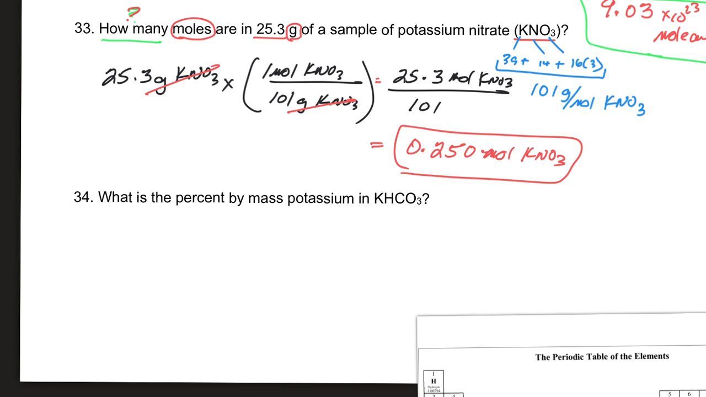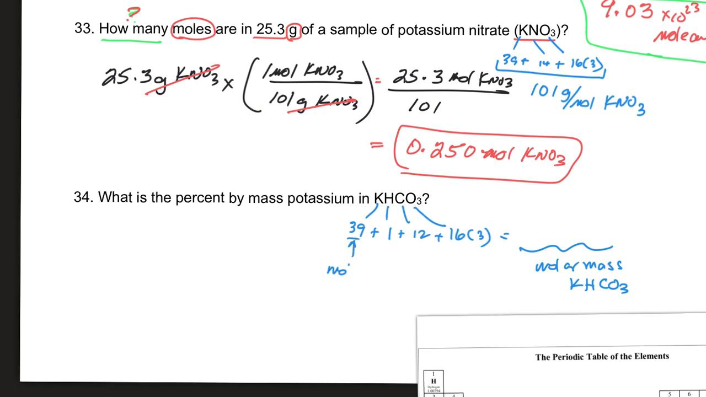So if we do the molar mass, let's just figure that out really quick. And so the molar mass is going to be the following. So the mass of potassium, we know it's going to be 39 grams, so that's important. The mass of hydrogen is 1. The mass of carbon is 12. The mass of oxygen is 16. There's 3 of them. And if we add all of these together, that'll give us the molar mass. So that number here is molar mass. But this is molar mass of the compound, KHCO3. This mass here, the 39, this is the molar mass of potassium.